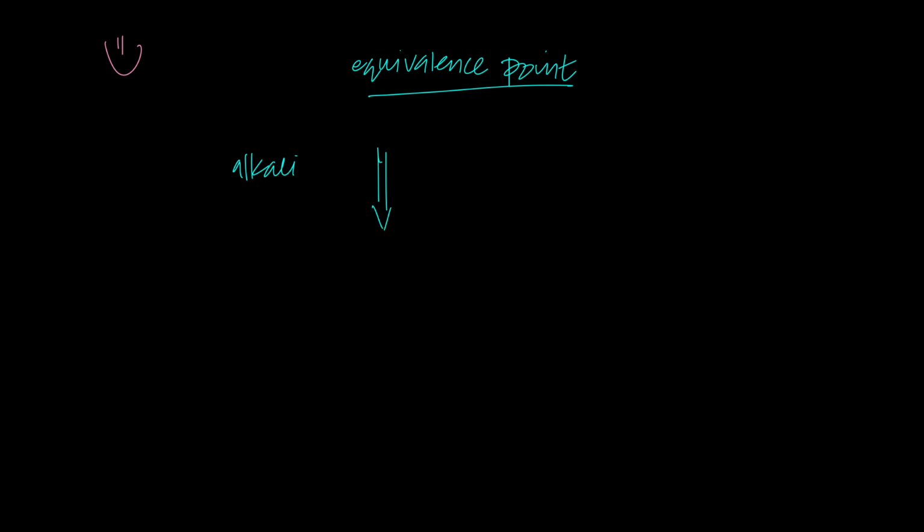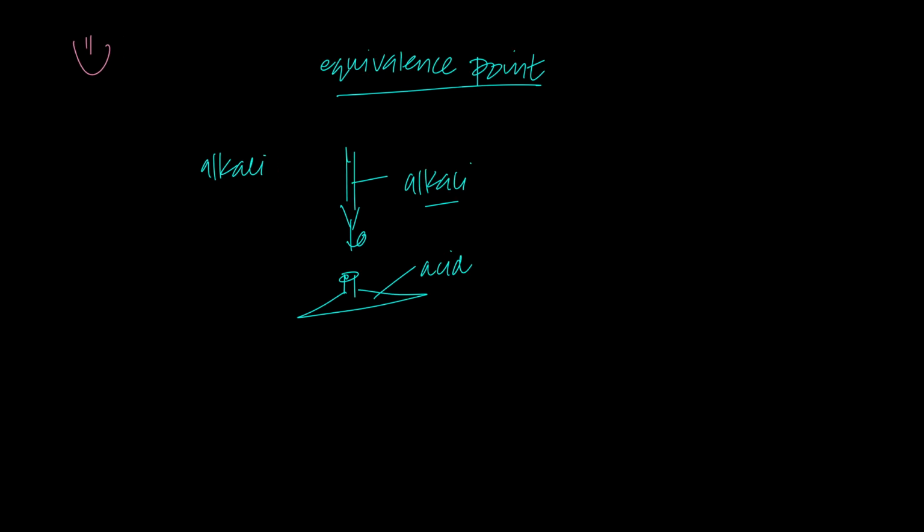Maybe you have alkali in the burette, let's suppose, and you have acid right here, right? So this is my acid, and that's my alkali. Now, equivalence point is the point at which enough alkali has been added from the burette, right here, to react with all the acid in the conical flask. That's what equivalence point means. It's a point where enough alkali has been added to neutralize or to react with all the acid in the conical flask. Or you could say it vice versa even.